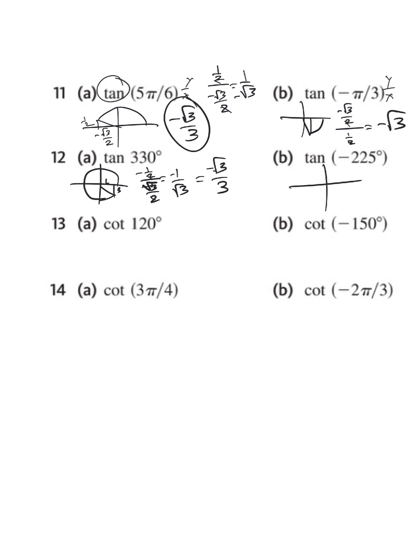Negative 225. So 180 and 45 more. All right. So x and y are the same. So something over itself is 1, but you're in the second quadrant. X is negative and y is positive, which makes that a negative 1.